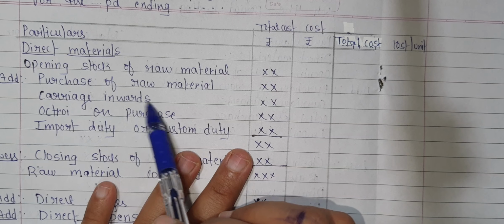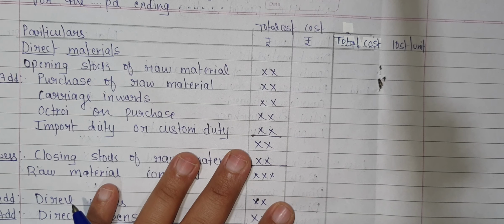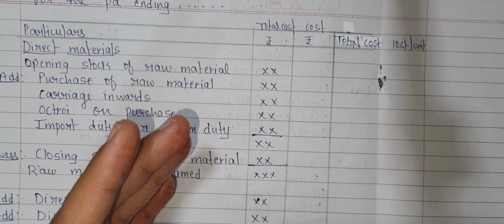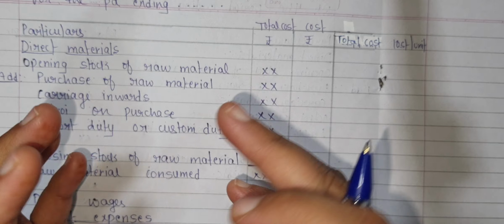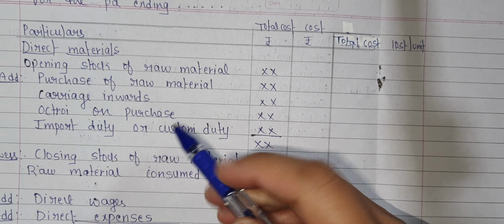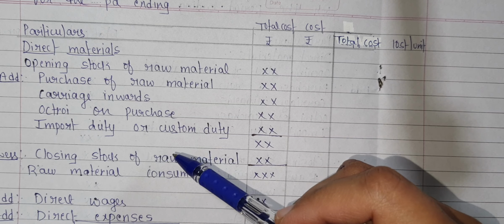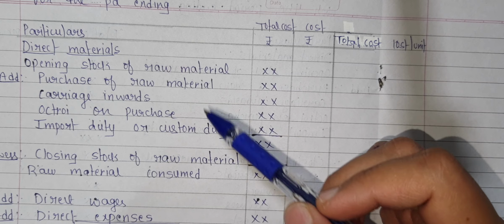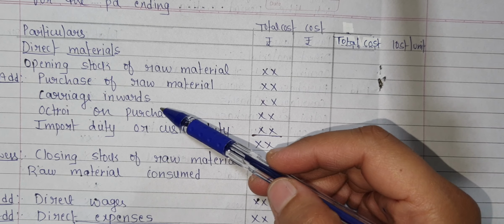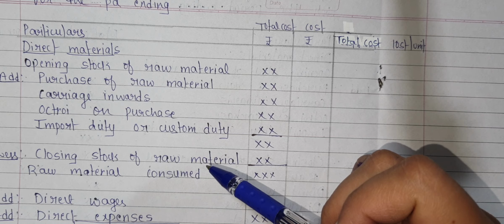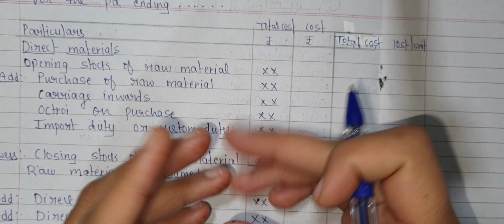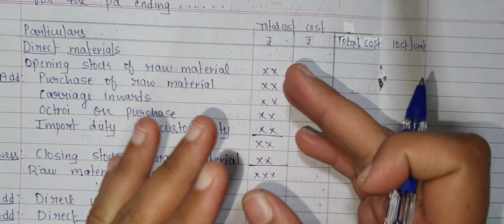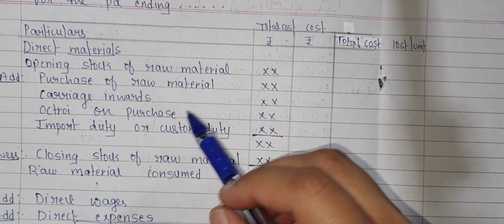And third, we need to add carriage inward. Carriage inwards, it means what? It refers to the transportation cost incurred to bring raw materials or goods into the business premises. That cost here we need to add to the opening stock of raw materials. First, we have to add purchase of raw materials, any purchases made during the period. And second one, carriage inwards. And third one, octroi on purchase. It means what? It refers to the local tax or any duty that is paid when goods enter a municipality or local area. That is octroi on purchase.